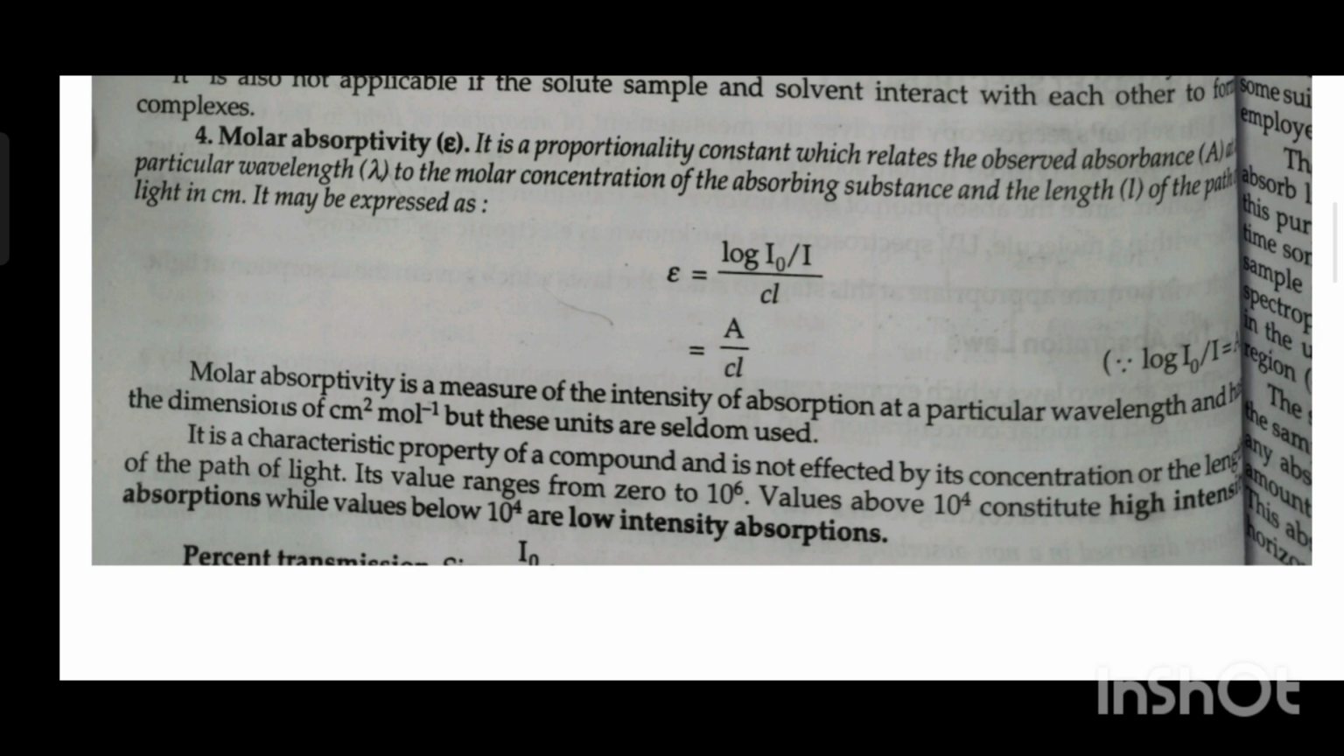Values above 10 to the power 4 constitute high intensity absorption, while values below 10 to the power 4 are low intensity absorption. Light transmittance of a sample will naturally be given by the relation T is equal to I by I naught. Percent transmittance is 100 into I by I naught.